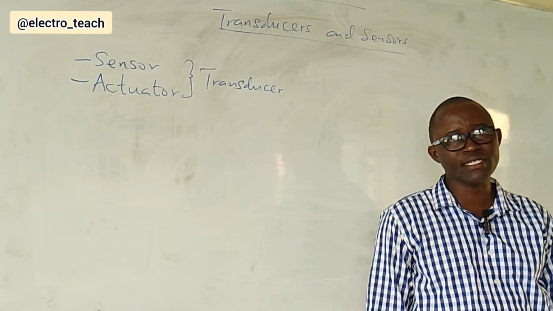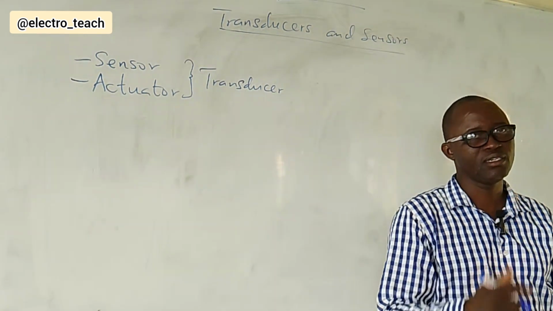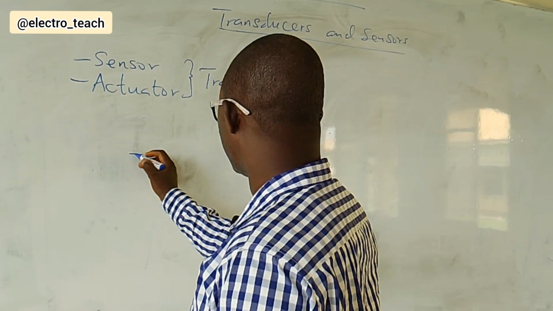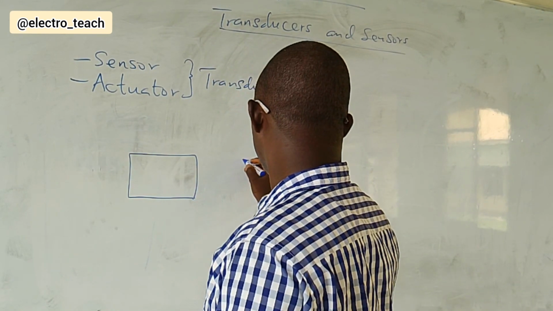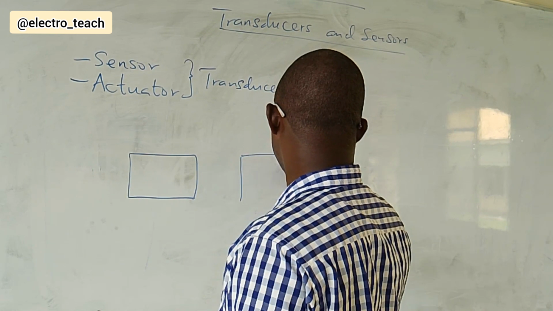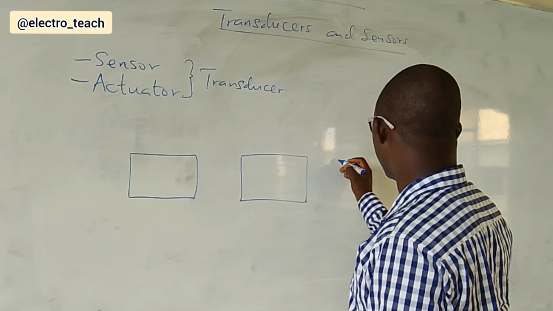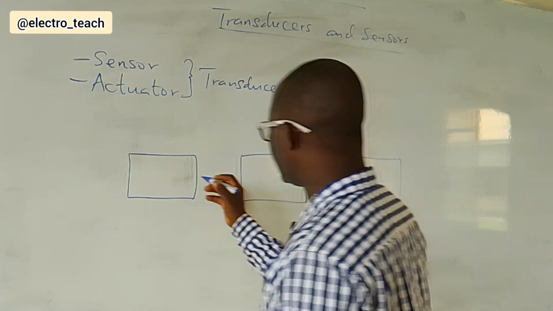The basic instrument system has three components. Alright? And we can represent this instrument system with a simple block diagram like this. A simple block diagram like this.